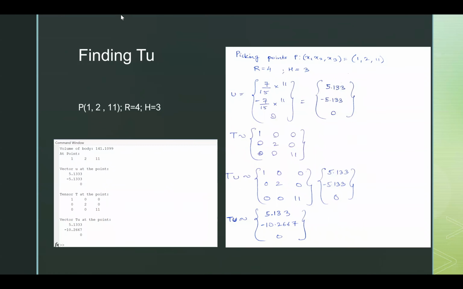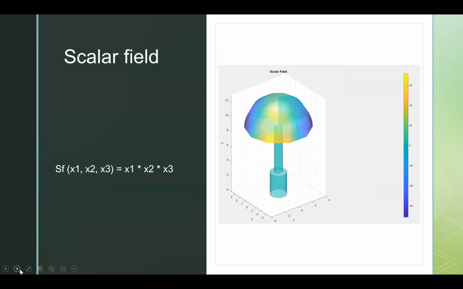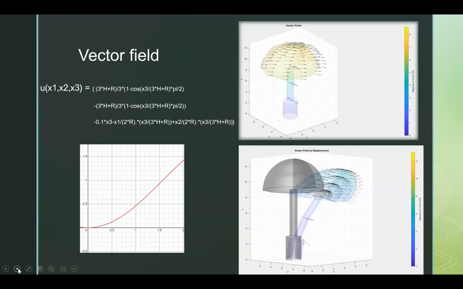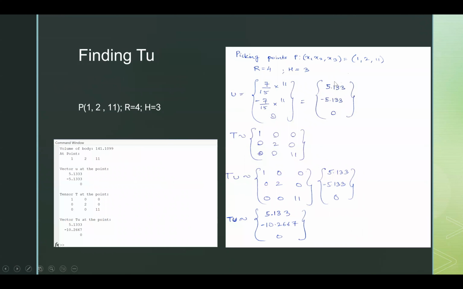For calculating the effect of the tensor T on the vector U, I have selected the points 1, 2, and 11 with the radius as 4 and height as 3. So I've substituted all of these points into this equation right here, so as to get the coordinates of U, which come out to be 5.133, minus 5.133 and 0. And then using matrix multiplication, I've multiplied matrix T with U to basically get TU, which comes out to be this. So this result I have obtained is similar to the result given by MATLAB here.